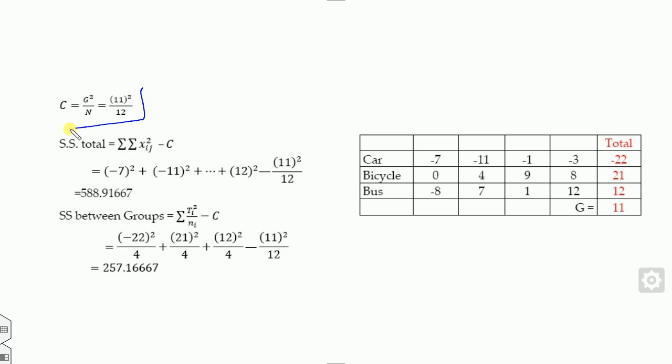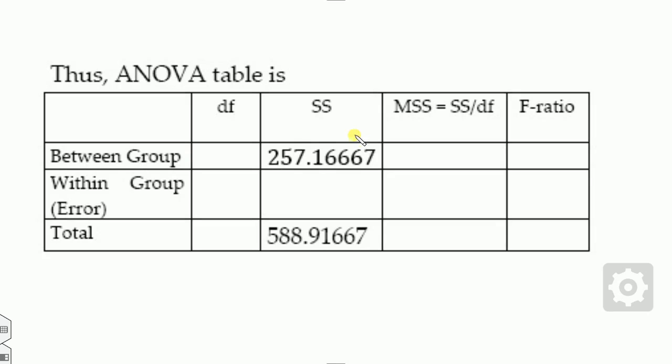And then what is G? It is 11 squared by n, where n is the total number of elements, 12. Then the sum of squares: 7 squared, 11 squared, 1 squared, 3 squared, up to the last, divided by 4, minus C. You will get this number as SS.